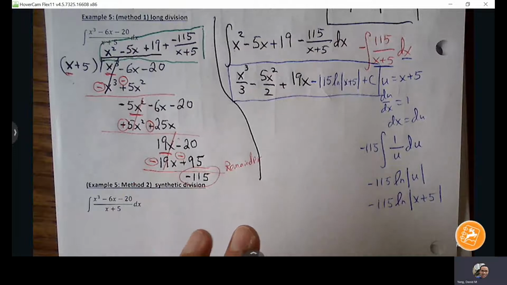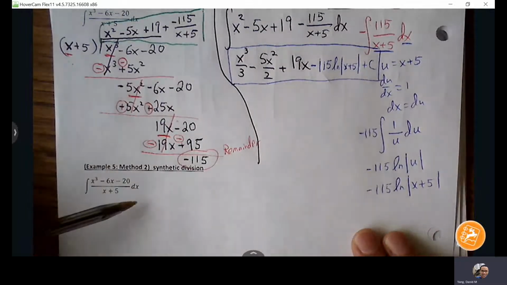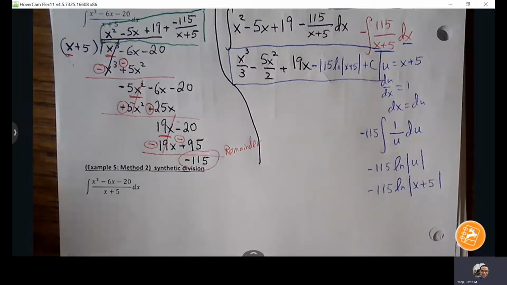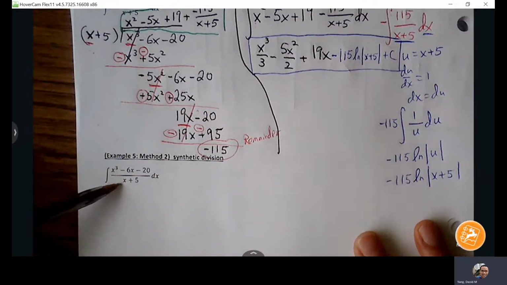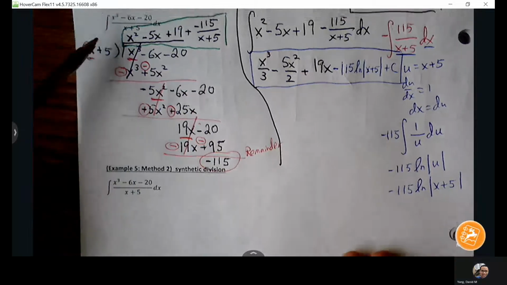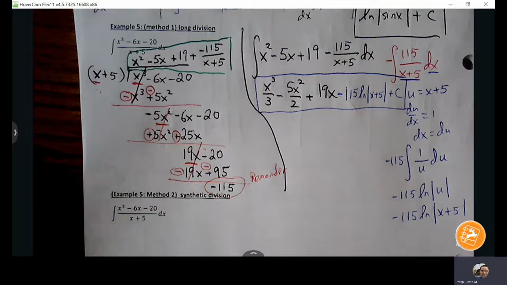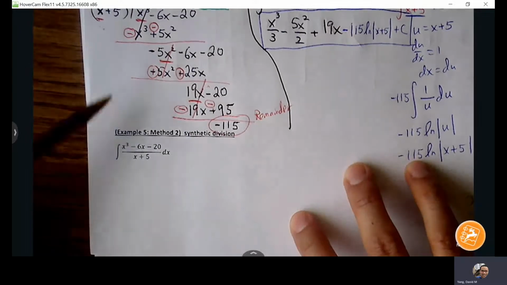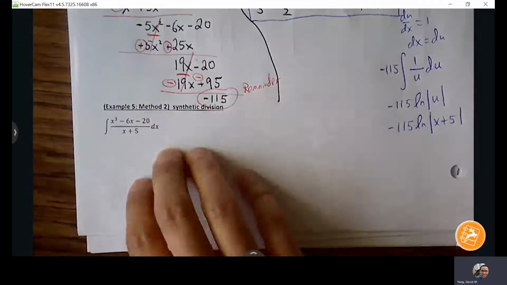Okay, so one more example here. We're going to do the same problem, but we're going to go through synthetic division, which is easier, faster, but it does have its restriction. The restriction is that you can only do synthetic division if you're dividing by x to the first power. If this problem showed x squared plus 5 or x cubed plus 5, we have no option but to go through long division. Okay, but this one we can go through synthetic division. Same problem as above. We're going to see the process is going to be a lot faster.